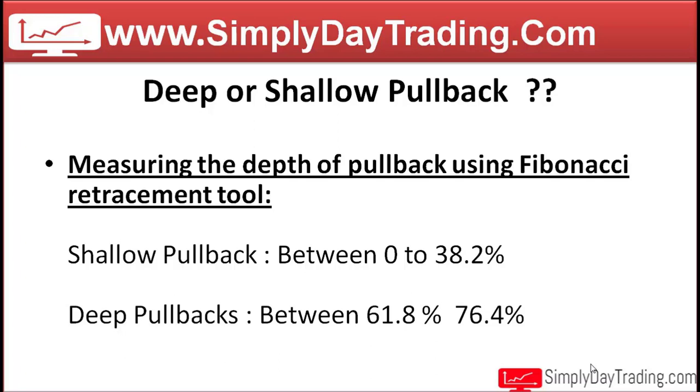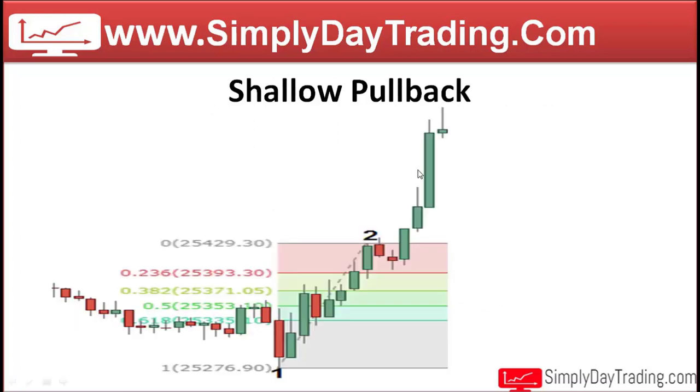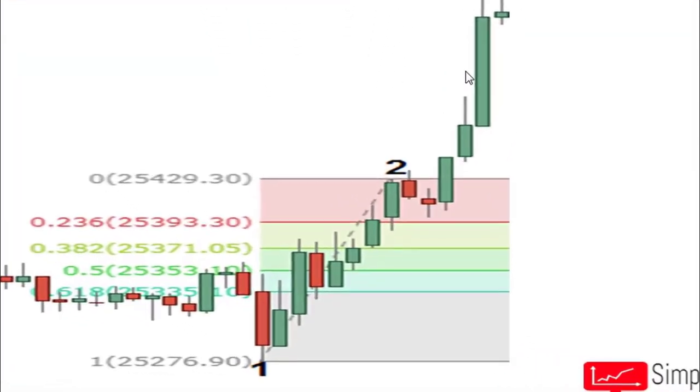Let's see some examples. Here we have a shallow pullback after the price has traveled from point 1 to point 2. But why it's a shallow pullback? First, we measure the retracement from point 1 to point 2 and we see that the retracement is around 0.23, which is in percentage term 23%. So according to our rule, if the retracement, which is the depth of the pullback, is between 0 to 38.2%, we say it's a shallow pullback.